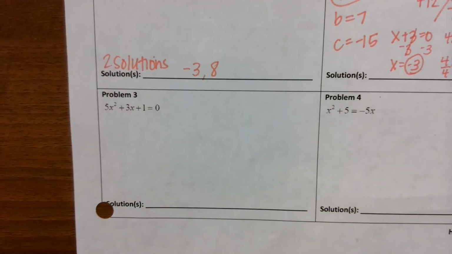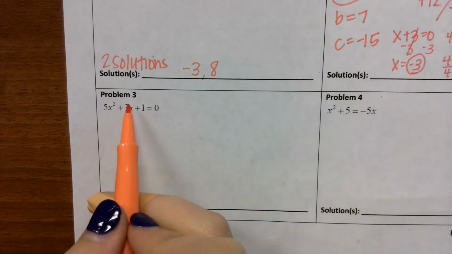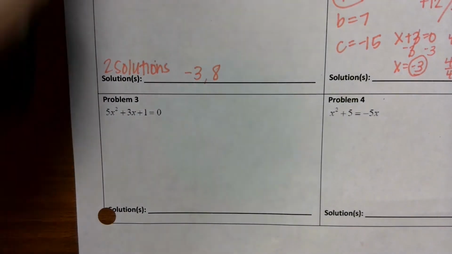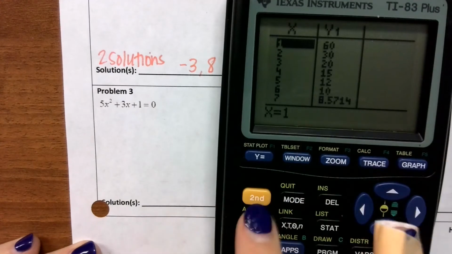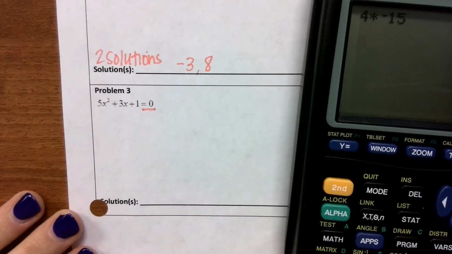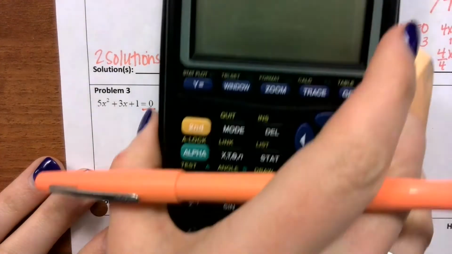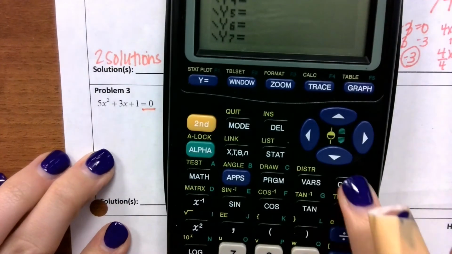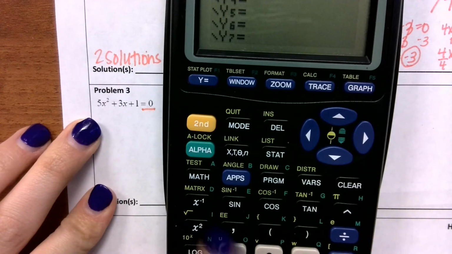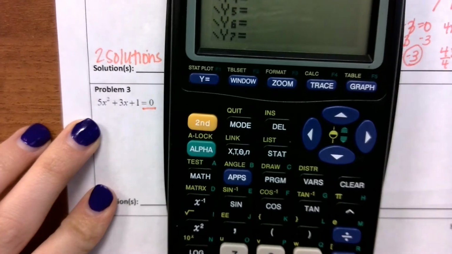Alright, cool. Okay. Problem number 3. I'm going to try this one with graphing. I personally really like graphing, and if graphing doesn't work, then I use the quadratic formula. Fortunately, this equation equals 0, so I don't have to do anything with that. I'm going to go into y equals. You going to follow along in number 3? Yeah, I guess. 5x squared plus 3x plus 1.